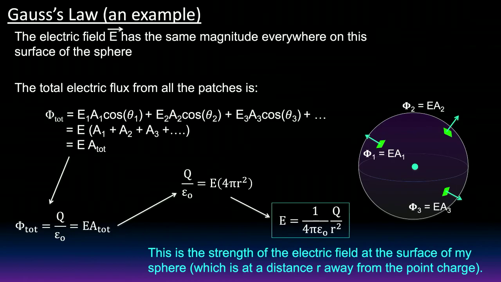So notice that we made no assumption about what the equation for the electric field is. We only said that the electric field should be the same at the same distance everywhere away from a charge. And we were able to derive the equation for the strength of the electric field a certain distance away from a point charge.